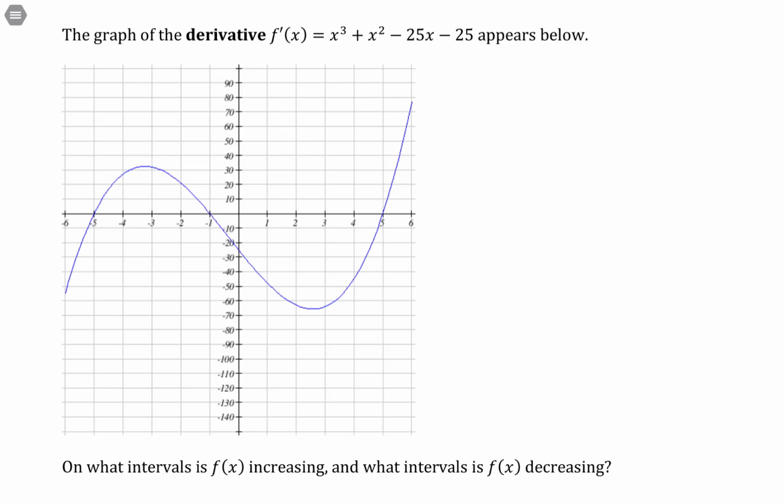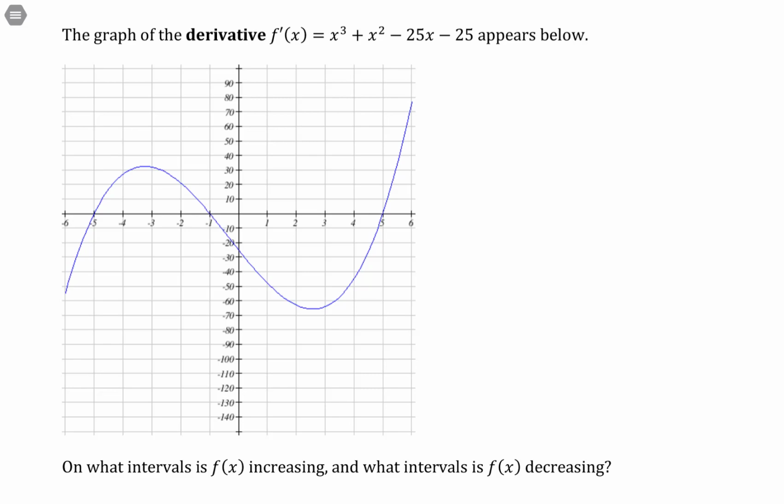The graph of the derivative f prime of x equals x cubed plus x squared minus 25x minus 25 appears below. On what intervals is f of x increasing and on what intervals is f of x decreasing?